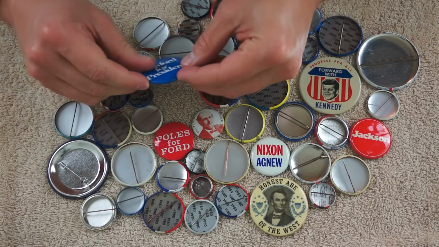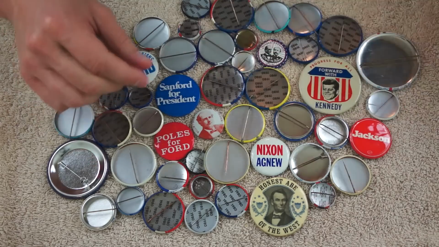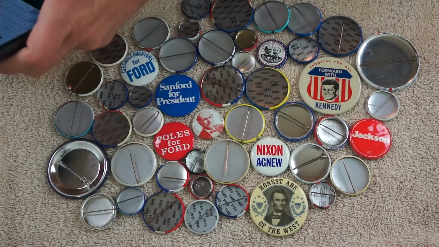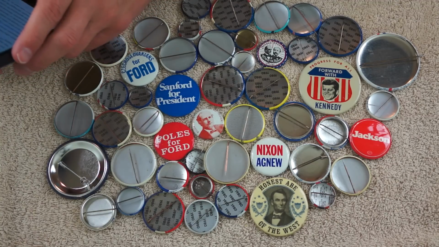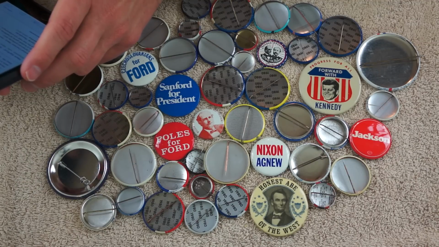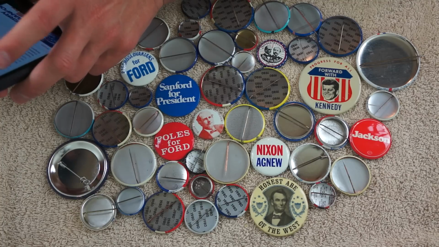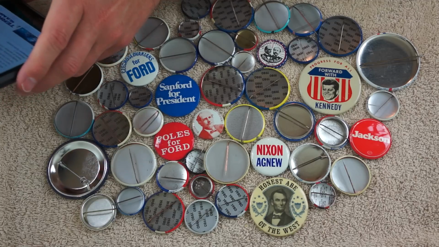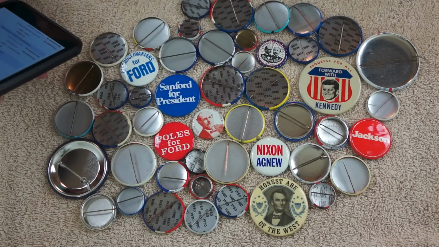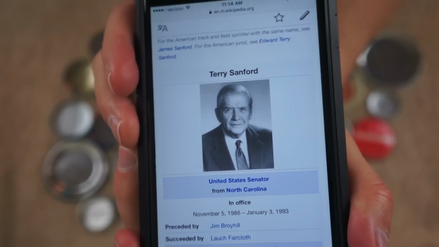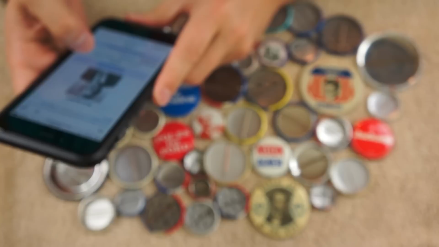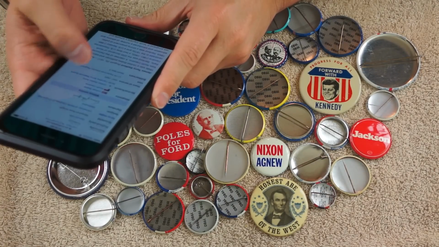Let's see who we have here. Sanford for president. I don't know who this is. Maybe I will after I look him up. I'm going to type in Sanford for president. Terry Sanford, it says. Okay, he was a senator from North Carolina. That's what he looked like, right there. And he served in the military.